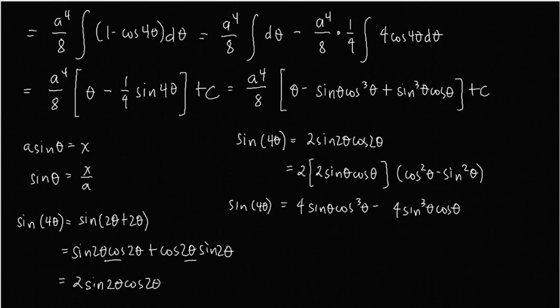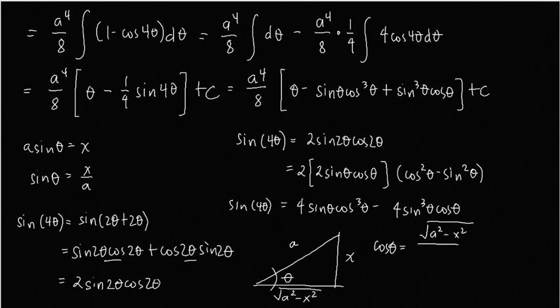So we need to determine the value of cosine of theta. So again, by drawing a right triangle, while this is theta, so sine of theta is x over a, so this is x, and this is a, making this one square root of a squared minus x squared. So that cosine of theta is equal to adjacent, which is the square root of a squared minus x squared, divided by hypotenuse, which is a.